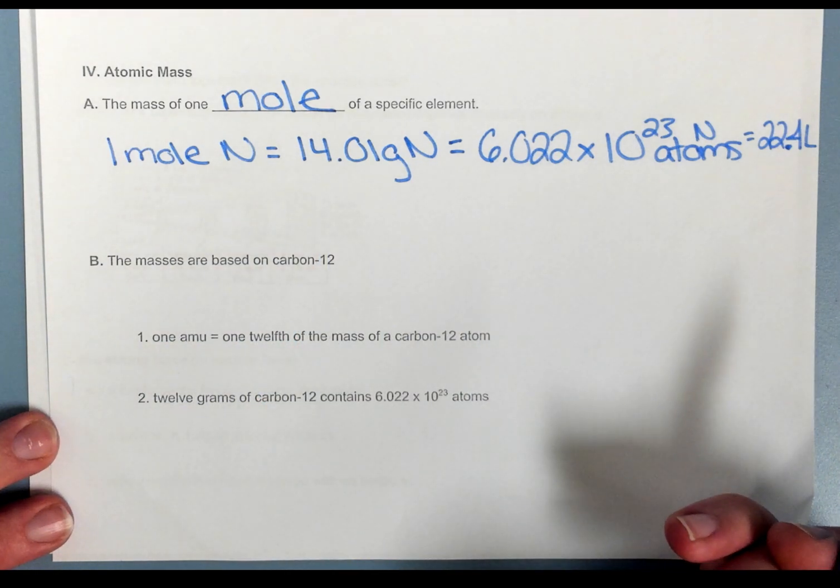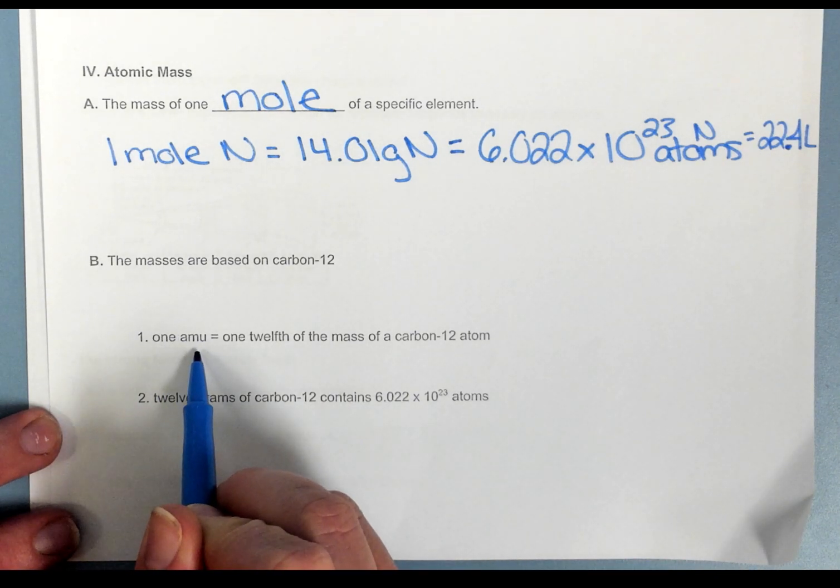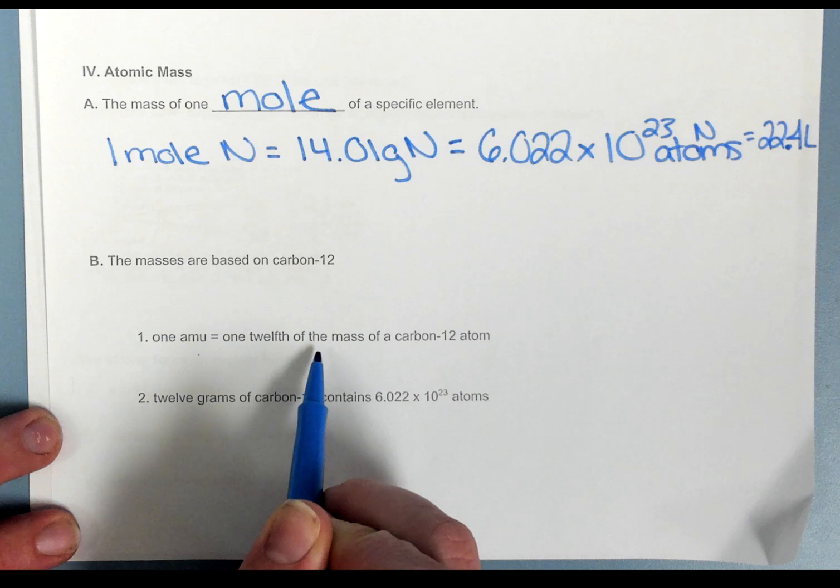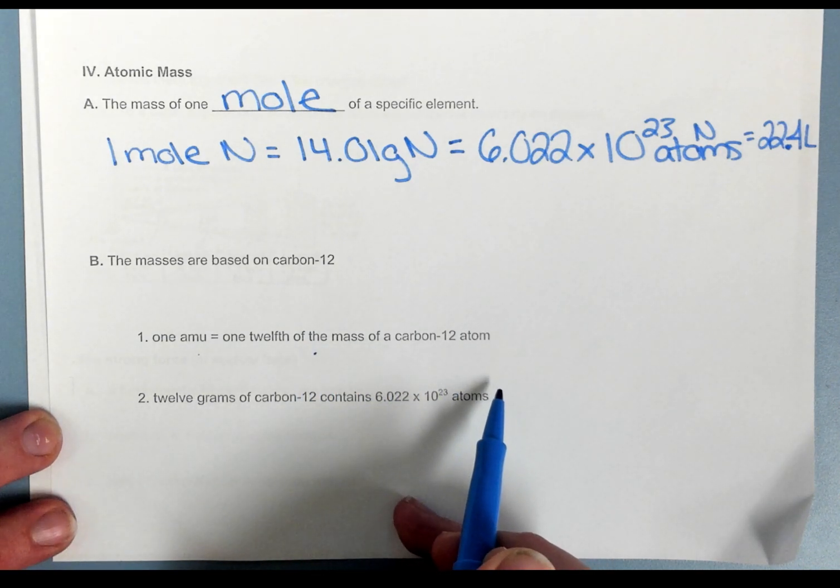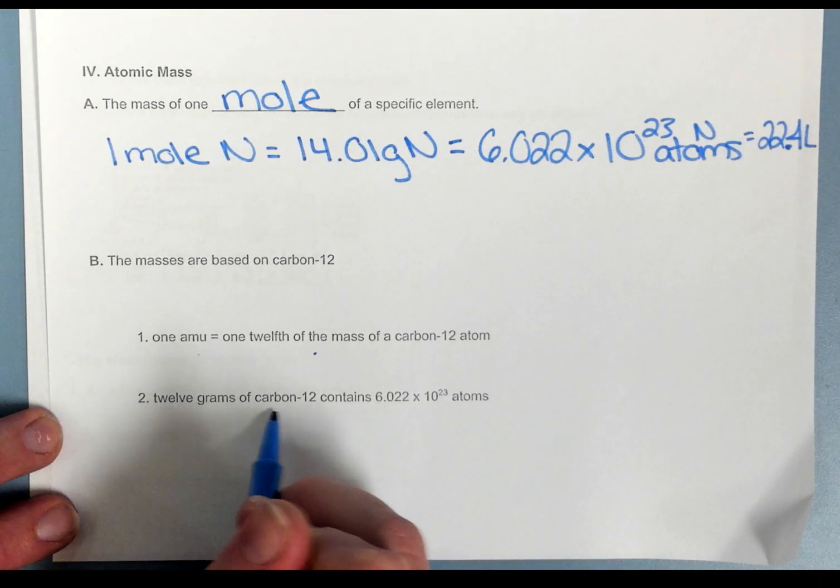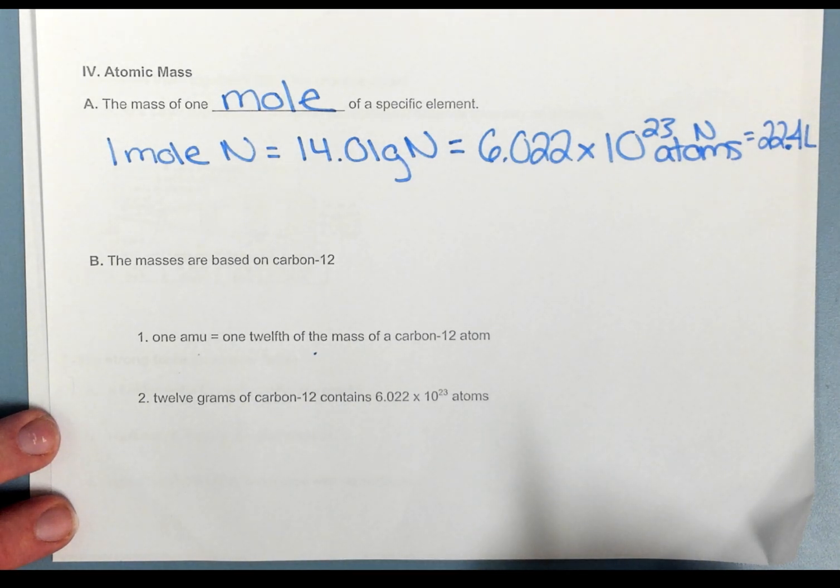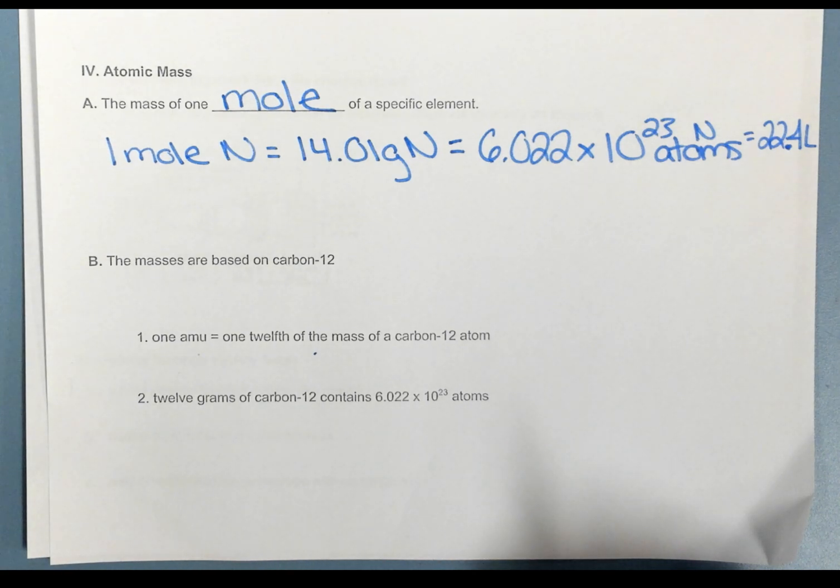Now, these masses are all based on carbon-12. So 1 AMU, or atomic mass unit, is 1/12 of the mass of a carbon-12 atom. Now, because that's all based on carbon, 12 grams of carbon-12 have 6.022 times 10 to the 23rd atoms. Now, if we look at the periodic table, we can see that a regular sample of carbon, if we had 1 mole of carbon atoms, we would have 12.01 grams. And that is because it would have that mixture of carbon-12, carbon-13, and carbon-14.